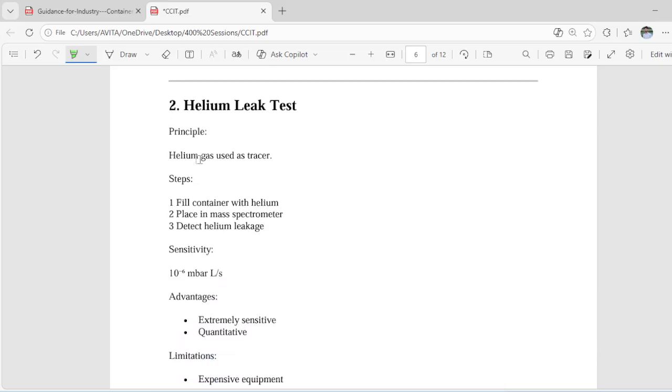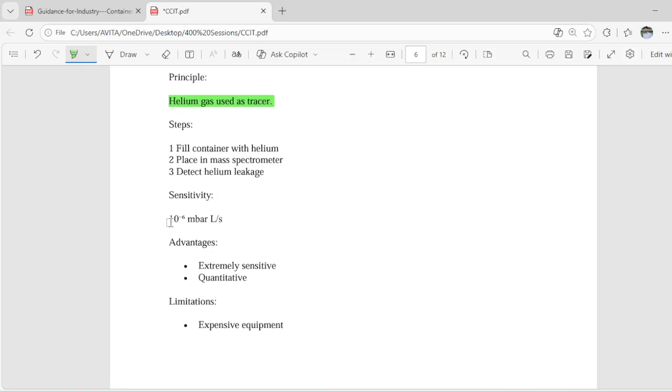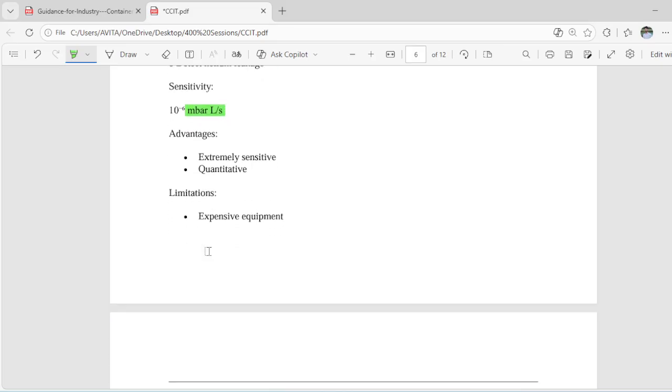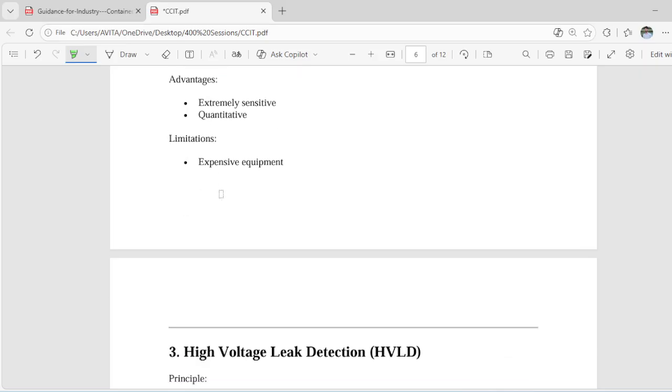Moving on to the second advanced test, we have the helium leak test. Here the principle is that helium gas is used as a tracer. Steps: fill the container with helium, place it in a mass spectrometer, and detect the helium leakage. Sensitivity is 10 raised to minus 6 mbar liters per second. This unit we need to check. The advantage that we have is that it is extremely sensitive and quantitative. We also have one limitation for this: it's very expensive.